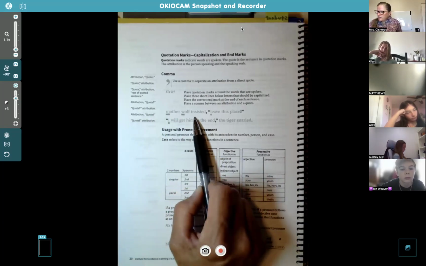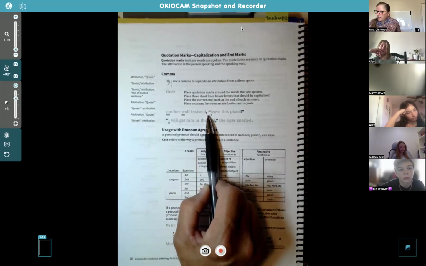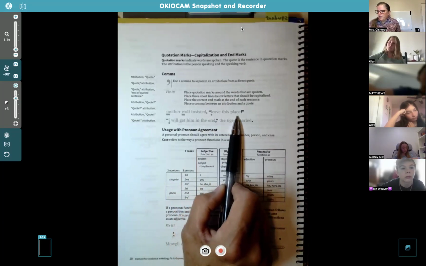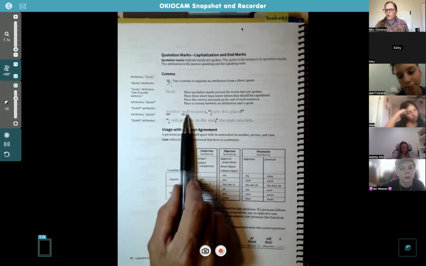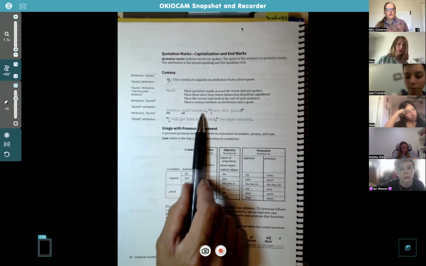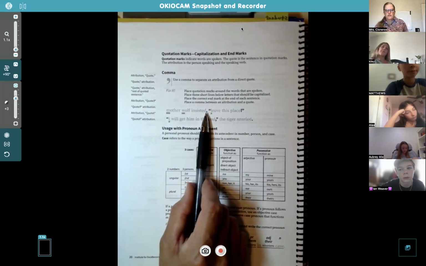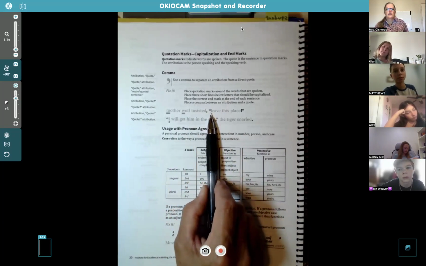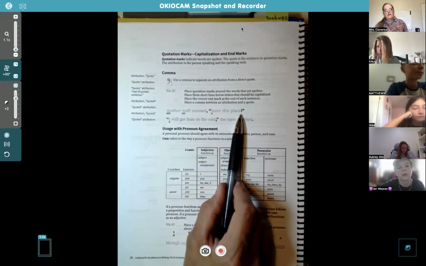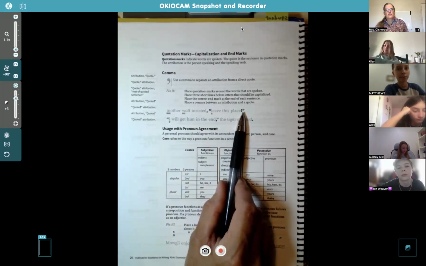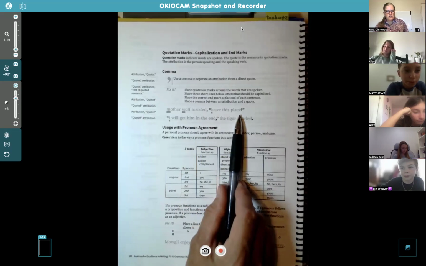Mother Wolf insisted, "Leave this place." Okay, so we have capitalization rules here. We need to capitalize Mother Wolf. And then that's the attribution, right? She insisted, comma, that's the attribution. Quote begins here. We treat it like a new sentence in a quote. So it needs a capital at the beginning, and then the end mark goes inside the quotation mark. Those are the details you need to pay attention to because those are the things you're going to fix in this book.